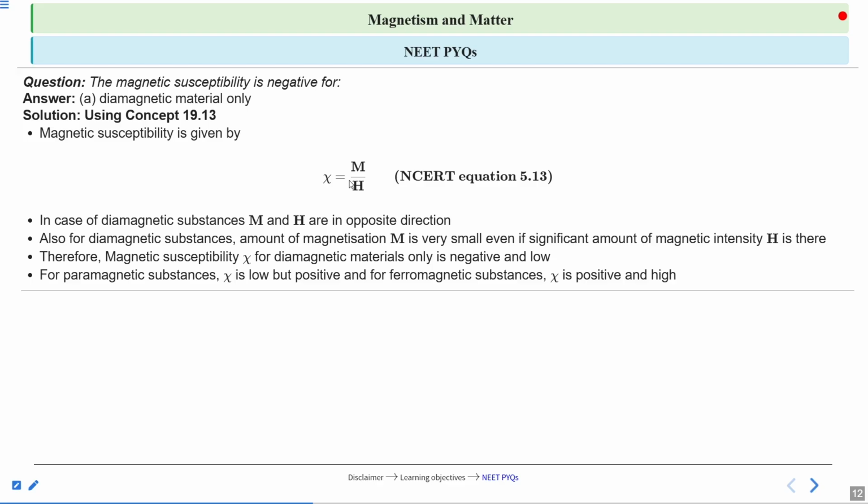For paramagnetic materials, the magnetization M is also very small compared to H, but it is in the same direction as H. Therefore, chi is low and positive. And for ferromagnetic substances, the magnetization is high. That's why the chi value is much greater than 1, meaning a high value of chi, and magnetization is in the same direction as magnetic intensity. That's why it is positive also.